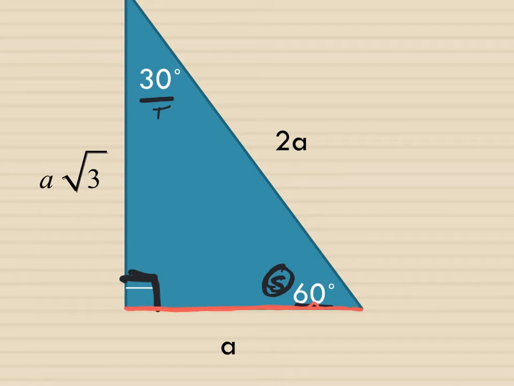But how do you know it? The shorter angle is pointing at the shorter leg, right?